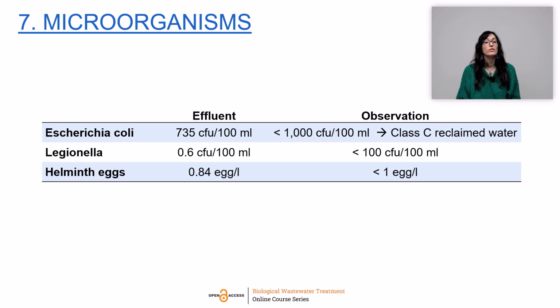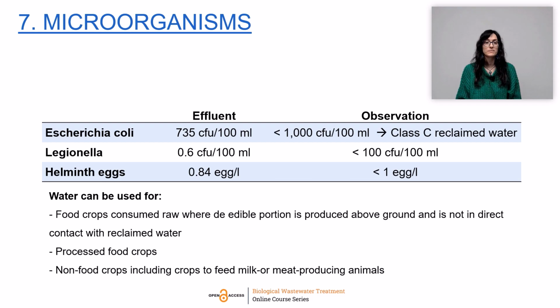And here we have the results of the calculations. If we compare these concentrations with the limits provided before, we can see that based on the concentration of Escherichia coli, we can classify the water as Class C reclaimed water. And we can also see that the concentrations of both Legionella and Helminth-X are below the limits.